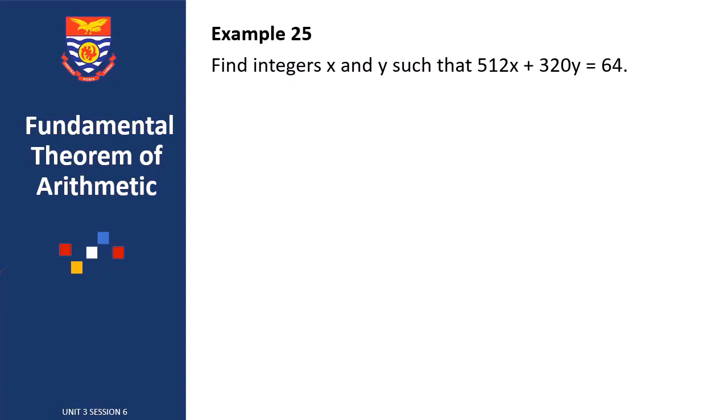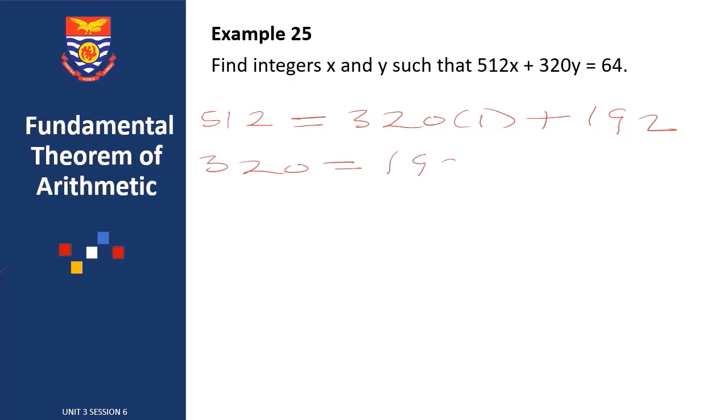To find the GCD, we start with 512 equals 320 times 1, remainder 192. And 320 equals 192 times 1, remainder 128.